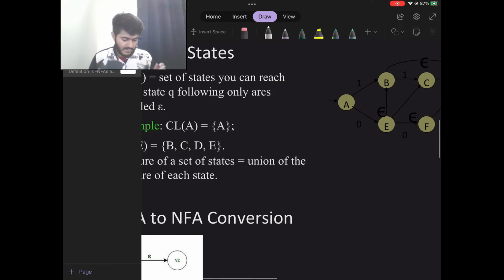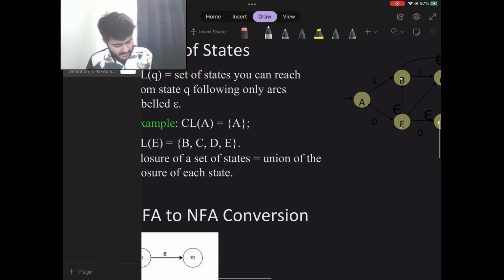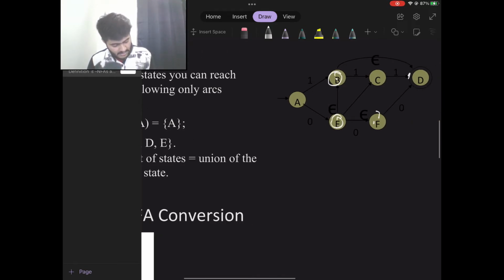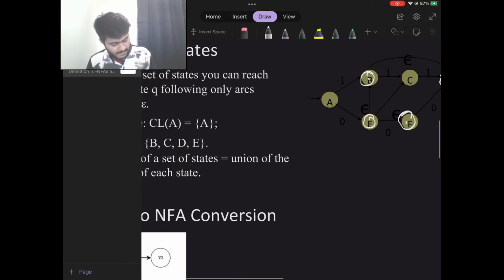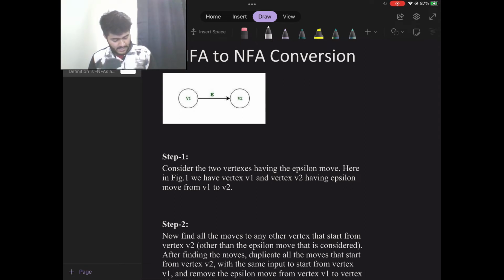So what we'll do first is find the closure of each and every state. The epsilon closure for A will be A, because if we don't give any input to A, it will stay at A. Let's talk about the big one, E. E will take us to B, F, and B will take us to D. So it will be B, C, D, E, because if we don't give any input it will stay there. It will also lead us to F and D. So that's all. Here we'll be talking about the conversion of epsilon NFA to NFA.